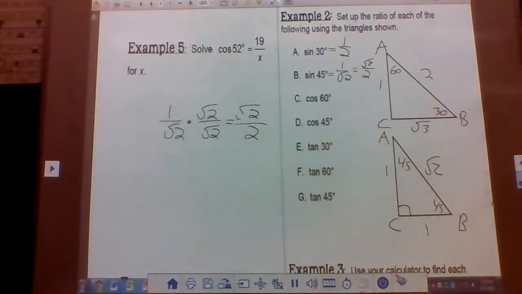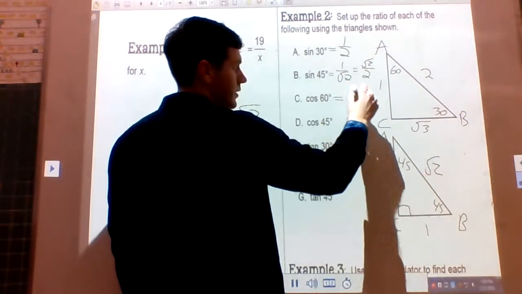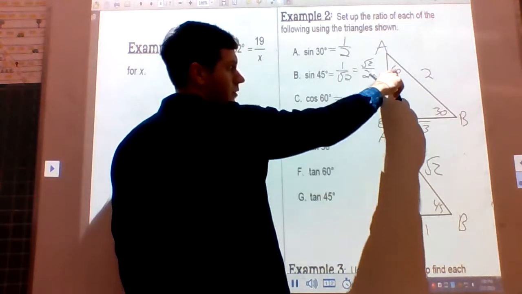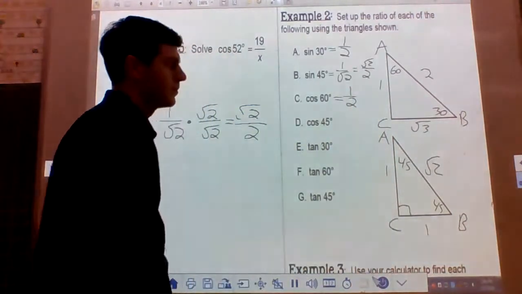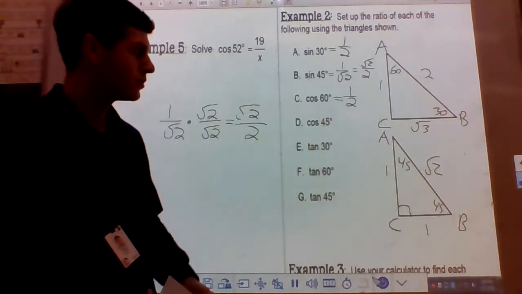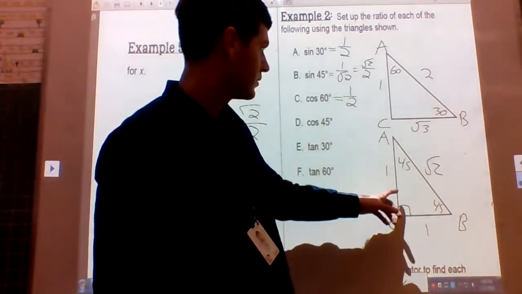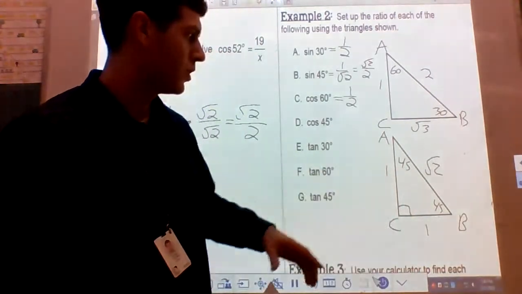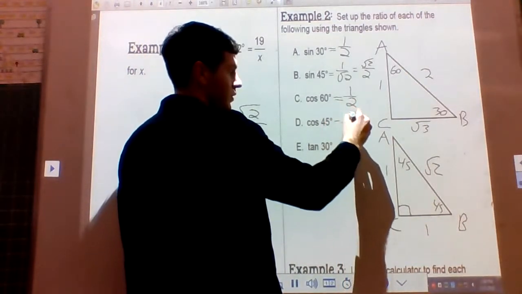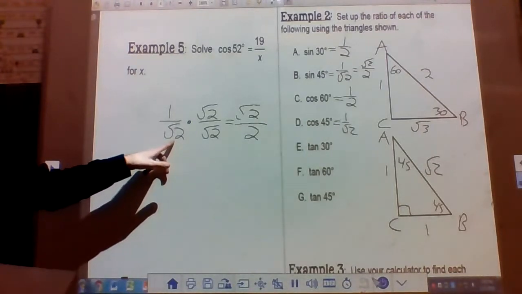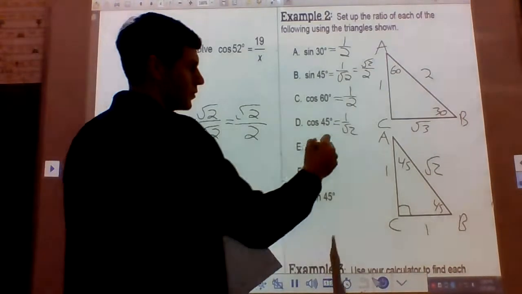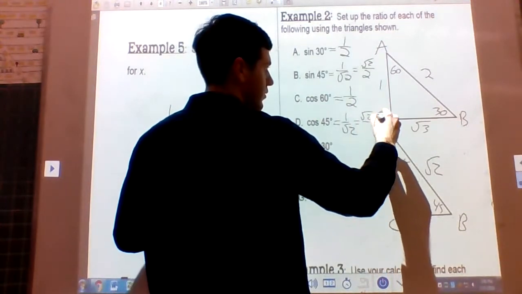Cosine of 60. So cosine is adjacent over hypotenuse. So here's 60. The adjacent side, so the leg adjacent to 60 degrees is 1. And the hypotenuse is 2. Cosine of 45. So the adjacent side is 1, and the hypotenuse is square root of 2. Again, we need to rationalize the denominator, so same as B. Okay, we're going to get square root of 2 over 2.